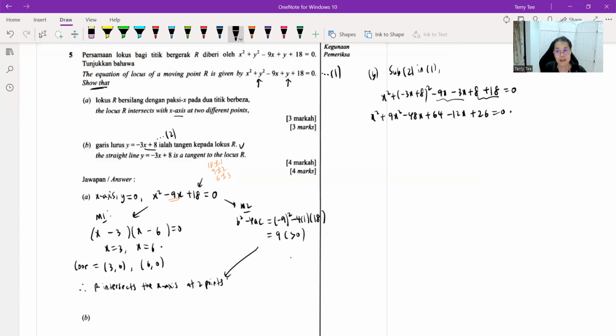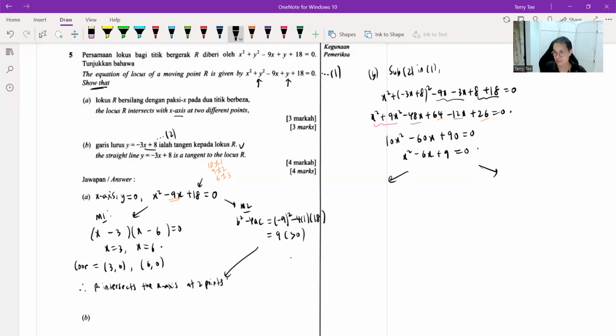Okay. Now we can simplify this further. These two, we can add them up. These two, we can add them up. And the last two, we can also add them up, right? So this gives us 10x squared minus 60x. 64 plus 26 gives us 90, right? Now notice in this case, we can divide everybody by 10. So we get x squared minus 6x plus 9 equals 0.